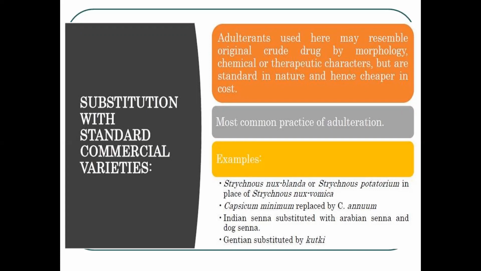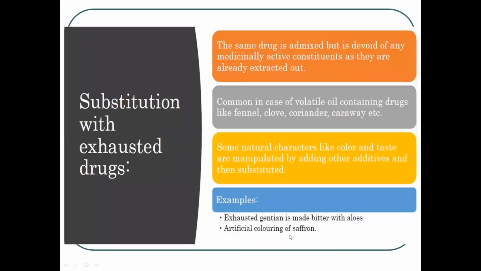इसमें example वही आ जाते हैं, Strychnos nux-vomica और Strychnos potatorum, जब substitute इनसे किया जाता है, Strychnos nux-vomica standard quality है, इनको substandard से कर दिया. Then Capsicum minimum is replaced by Capsicum annuum, Indian senna with the Arabian senna. Then substitution with the exhausted drugs. The same drug is admixed, but it is devoid of any medicinal active constituents. उसके अंदर कोई भी active constituent नहीं बचा है, as they are already extracted out.